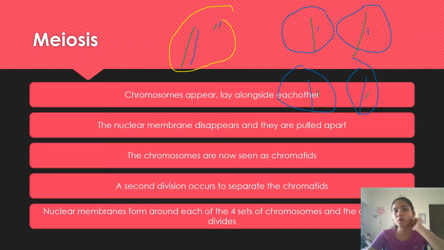So from 4 it went to 2. So that's a reduction division. You had 4 daughter cells that were produced. And because of crossing over, there is variation. So that results in biodiversity.